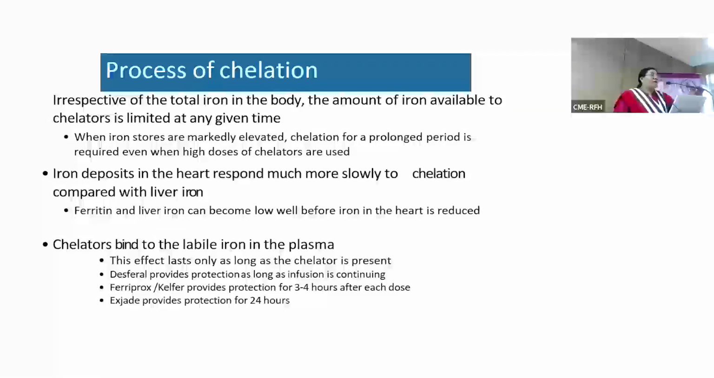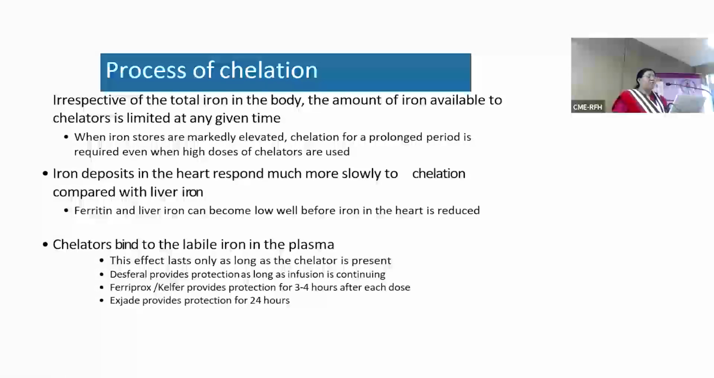So basically, the body doesn't have any mechanism to remove iron, like how we have water-soluble B12 and B complex and all. So iron cannot be removed from the body unless you are going to chelate. Now this iron chelation, irrespective of the total iron in the body, the amount of iron available for chelation is very limited. Why? Because most of the iron which is getting deposited in the tissue is not the one which is chelated. It is basically the labile pool which is required to be chelated.